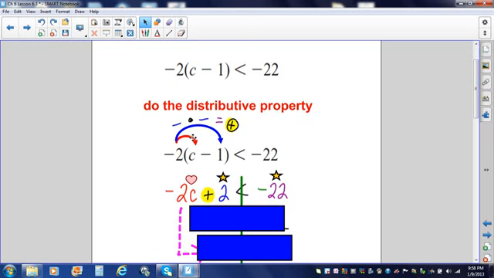So I'm going to distribute the -2 with c and the -2 with -1. -2 times c gives me -2c. -2 times -1 gives me +2. Remember that a negative times a negative is a positive. If the bad guy is leaving town, everybody is happy. I'm going to bring down my inequality sign, and I have -22.